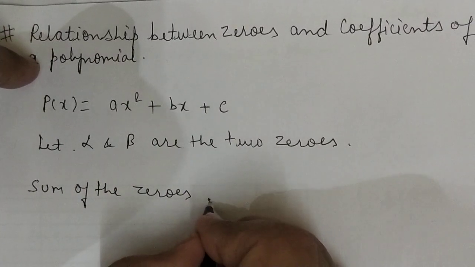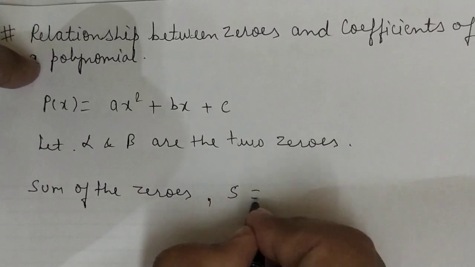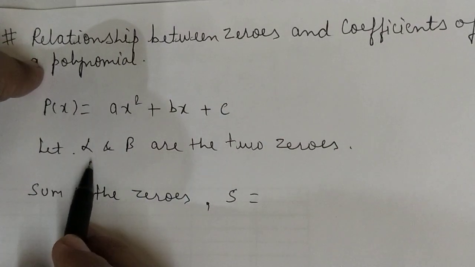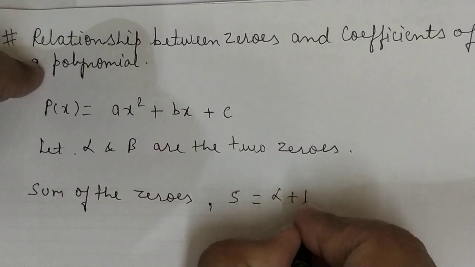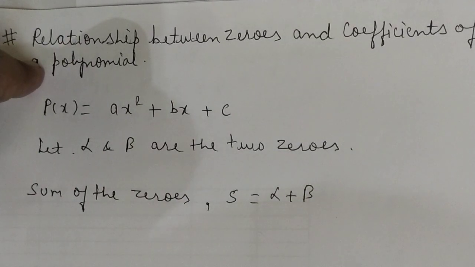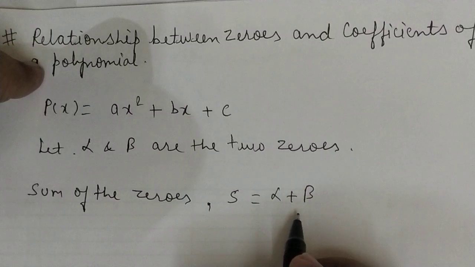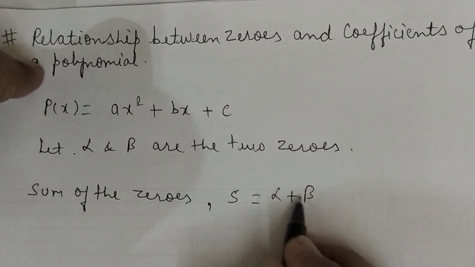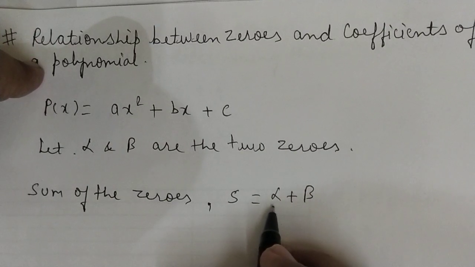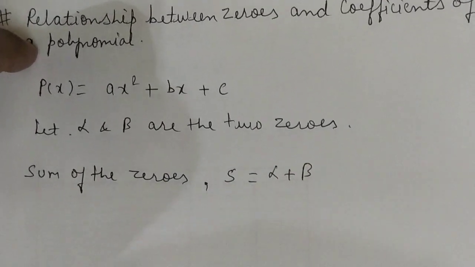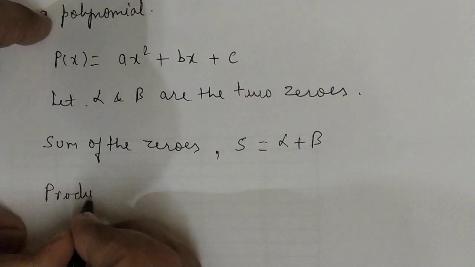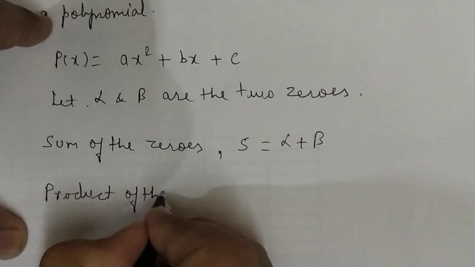Sum of the zeros I will be writing as S. Is this clear? What is the meaning of sum? Sum means addition. Addition of zeros. How many zeros are we having? Two zeros. So addition of two zeros, that is alpha and beta. So I am adding alpha plus beta. In the same way, you have to find the product. What you have to find? Product of the zeros.